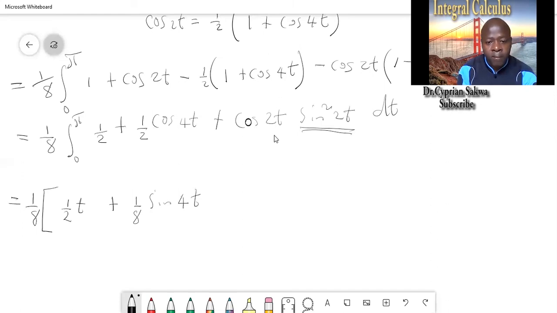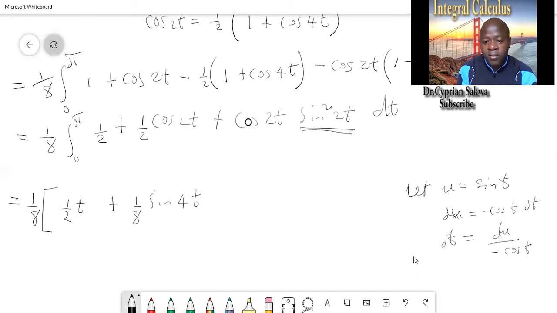1 over 8 sine of 4t. But this one, how we integrate it, you just need to say let u be sine of t, so that u will be negative cos t. Let's just have it that way. It will be du is equals to cos t dt, or dt is du over negative cos of t.